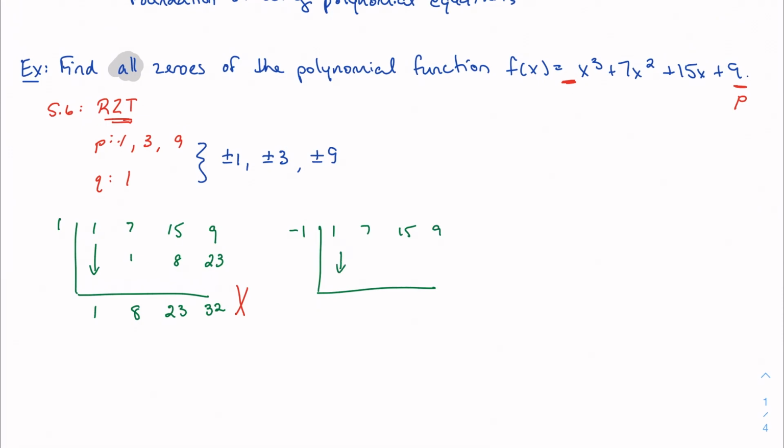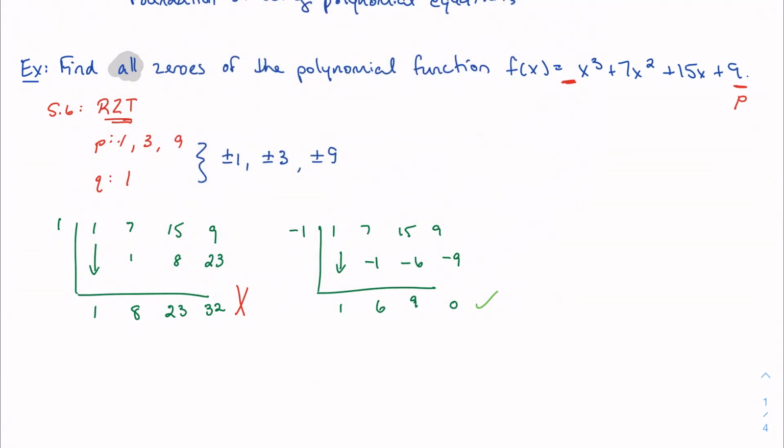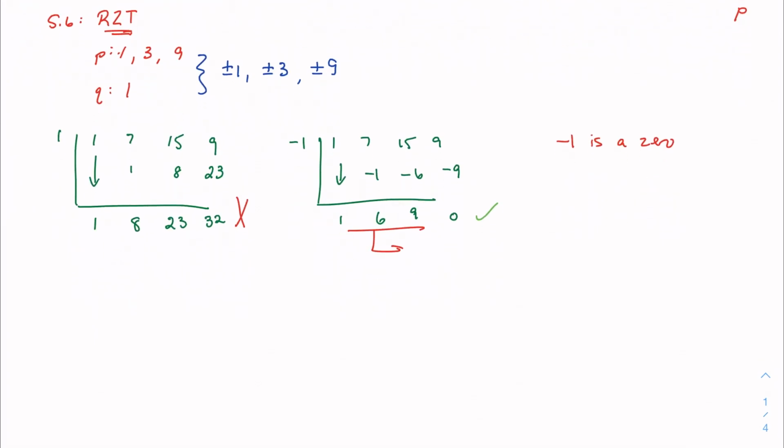Bring down, multiply, add, multiply, add, multiply, add, and we're, oops, that should be 0. That's much better, right? This actually works now. And just like before, I'm trying to keep track of my work. So we've shown that -1 is a 0. My quotient is x squared plus 6x plus 9. And I need to solve that equation too.